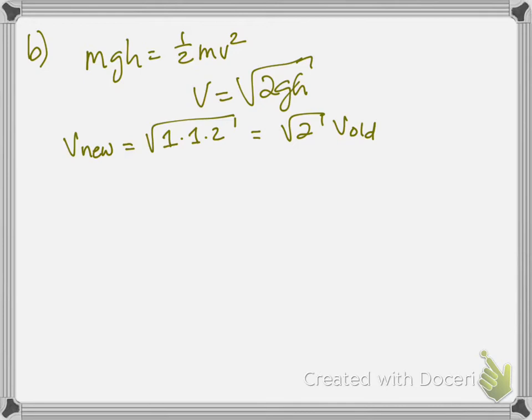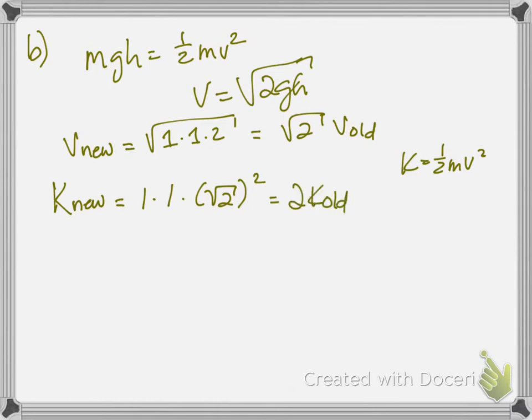How much kinetic energy is it going to have? I should start with the formula, K equals half mv squared. The new kinetic energy is going to be 1 for the half, 1 for the mass, root 2 for the velocity, squared, so that's 2 times the old kinetic energy. So in the new situation, the block's going to have twice the old kinetic energy. Why do I care? Because how much kinetic energy it has determines how far it's going to slide.